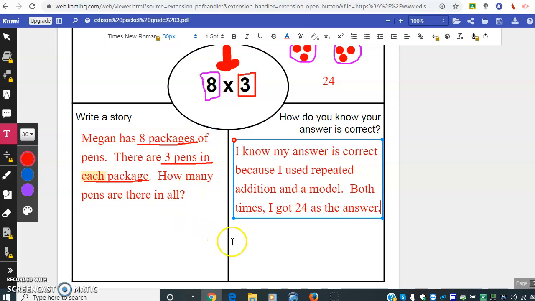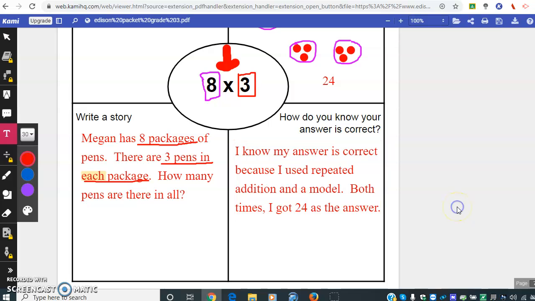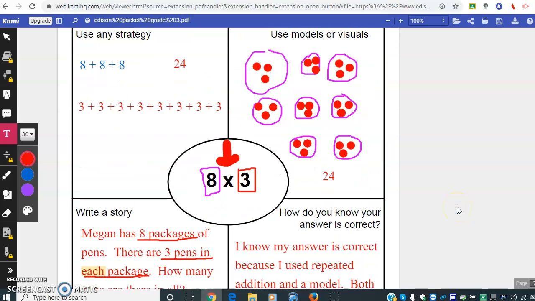But again, if you made a mistake anywhere, just go back and fix it. That's what this is all about, practicing and practicing.